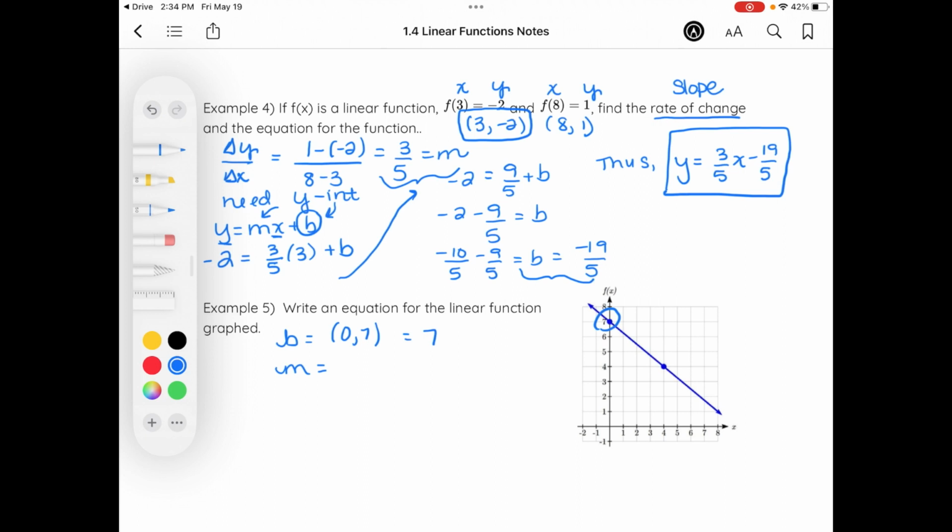And I notice that my linear function is decreasing, so I know my slope is going to be negative. I know it's going to be negative because I'm falling 3 units and then I'm running 4 units. Thus, my slope is negative 3/4. Now that I have the 2 pieces of information we need, we can write the equation y equals mx plus b. So y is our slope of negative 3/4 x plus our b value, our y-intercept of 7.